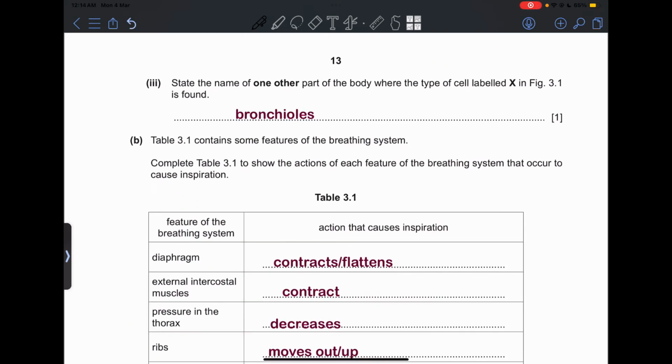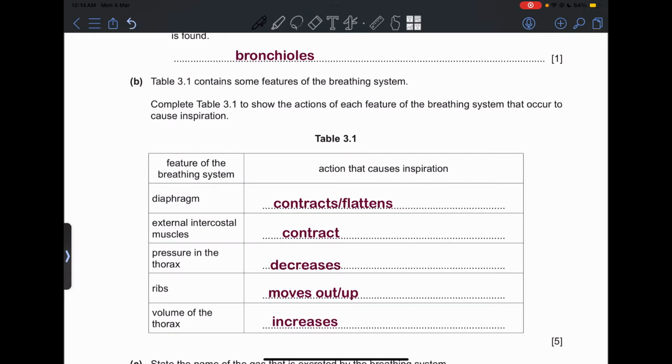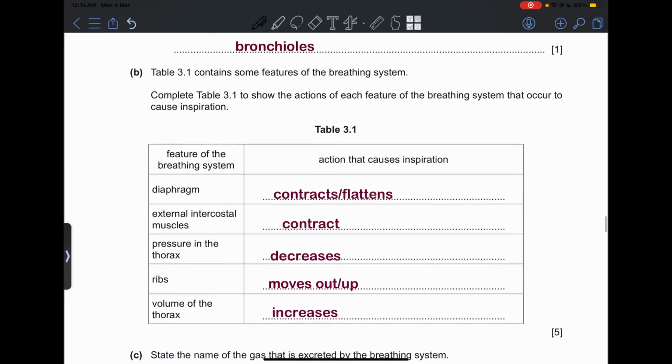State the name of one other part of the body where the type of cell labeled X in figure 3.1 is found. This is actually the bronchioles. Table 3.1 contains some features of the breathing system. Complete table 3.1 to show the actions of each feature of the breathing system that occur to cause inspiration.